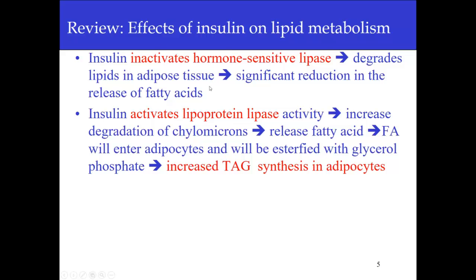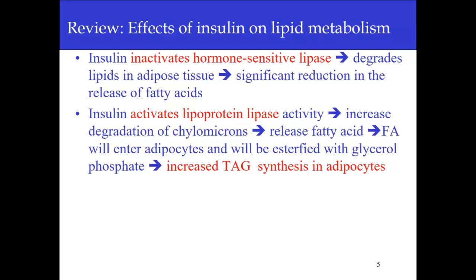So what does insulin do on lipases? If you remember, we have two types of lipase. We have the hormone sensitive lipase, which, what does it do? It degrades lipids in adipose tissue. So it's involved in mobilizing the stored fat.